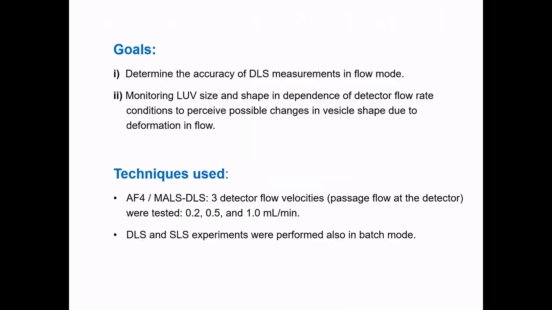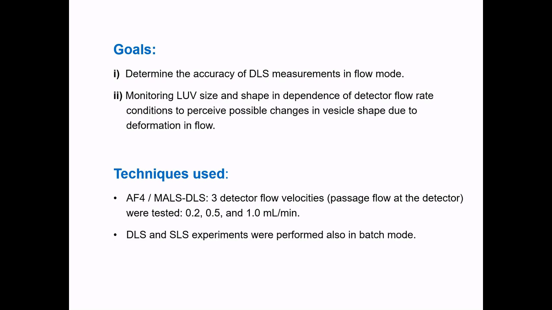Our goal was, on one side, to estimate a range of flow velocities at which particle sizing by dynamic light scattering is accurate. On the other side, we wished to find out if AF4 coupled to light scattering detectors can be used as a tool for monitoring vesicle deformation in flow conditions. Namely, it is known that large vesicles are, due to the flexible aqueous core and bending elasticity of the membrane, prone to shape deformation under the influence of flow.